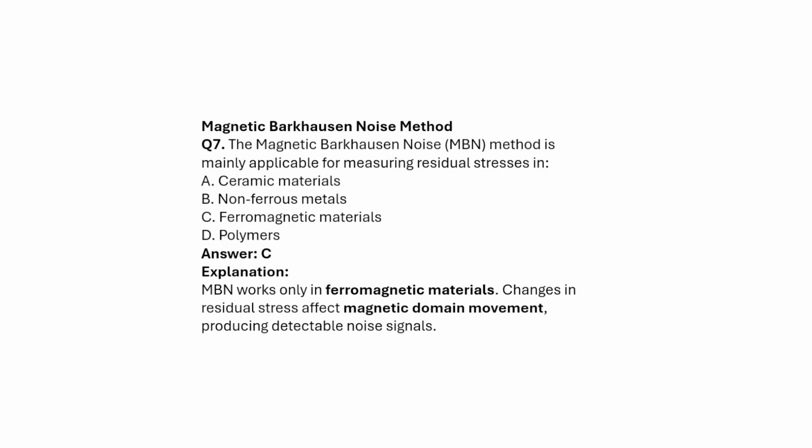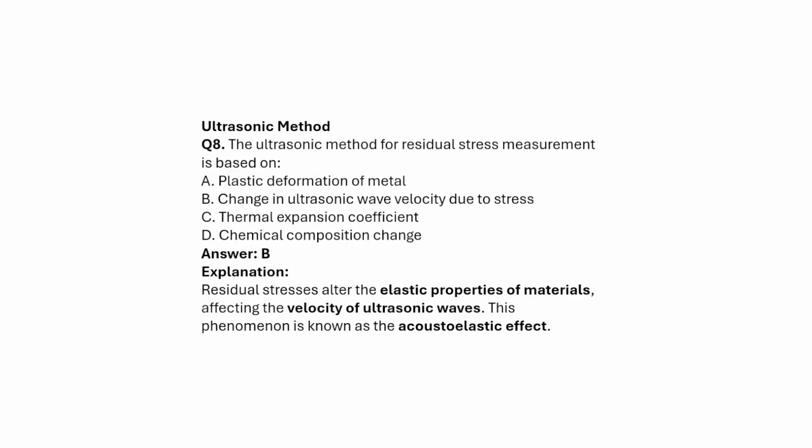Okay, the magnetic Barkhausen noise method is mainly applicable for measuring residual stresses in ceramics, non-ferrous metals, ferromagnetic metals, and polymers. The answer will be ferromagnetic metals, as it is magnetic, we require ferromagnetic materials. MBN works only in ferromagnetic materials. Changing residual stresses affect the magnetic domain movement, which produces a detectable noise signal.